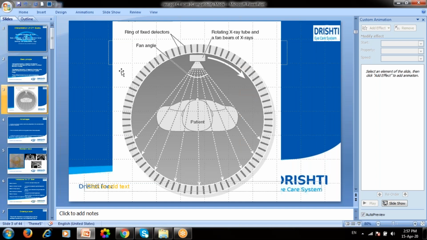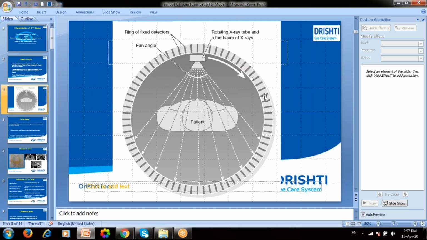So any more questions? Yes, sir. There is another question. What is the difference between the CT scan and MRI for clinical evaluation for an optometrist?